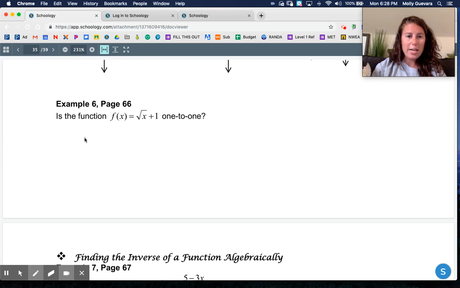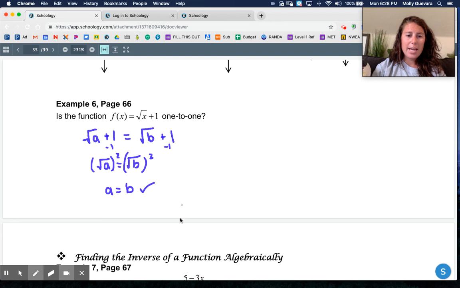So if I plug in a plus 1 and I plug in b, so if I plug in a on one side, b on the other, and I'm going to solve. So I subtract 1, right? Those cancel, and I get the square root of a equals the square root of b. And if I want to get rid of the square roots, I can just square. And I get a equals b.